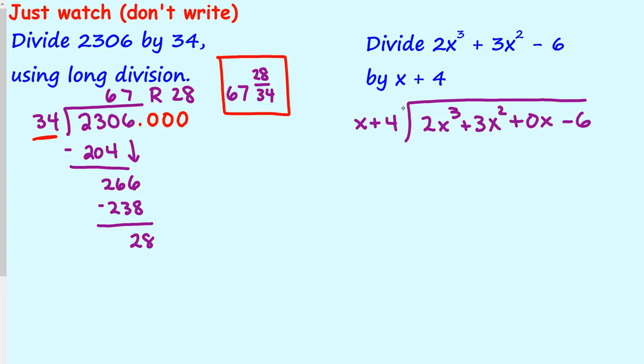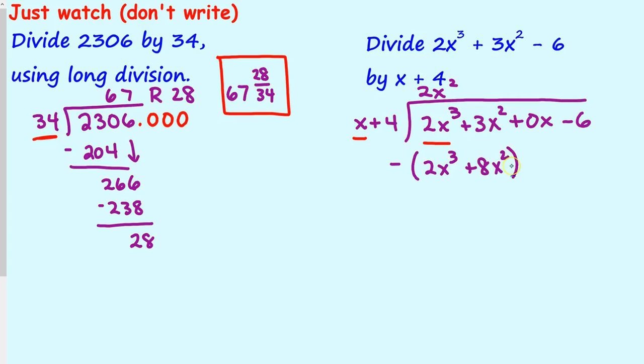And what you do is you kind of ignore the plus 4 for the time being, and you ask yourself, x times what is 2x cubed? Or how many times does x go into 2x cubed? So x times what is 2x cubed? That would be 2x squared, and you write it up here. Remember from the previous one, once you write something up there, then you multiply it by the divisor. So 2x squared times x is 2x cubed, and you also multiply it by the 4. 2x squared times 4 is 8x squared, so you write that down and subtract.